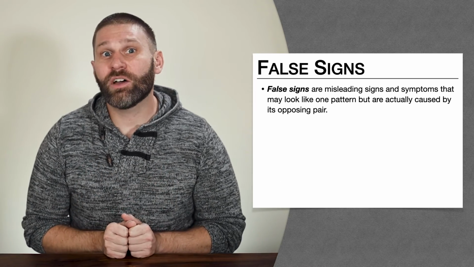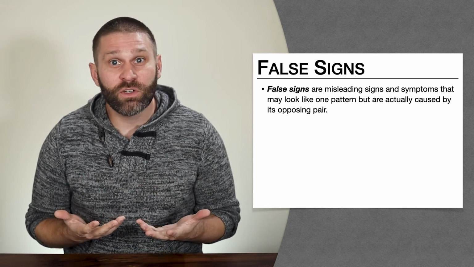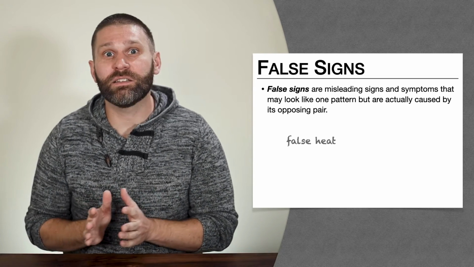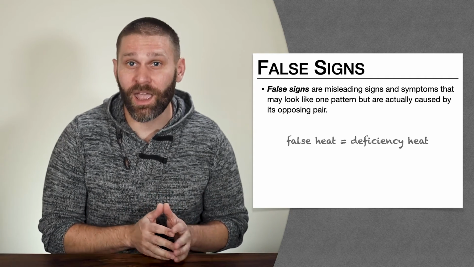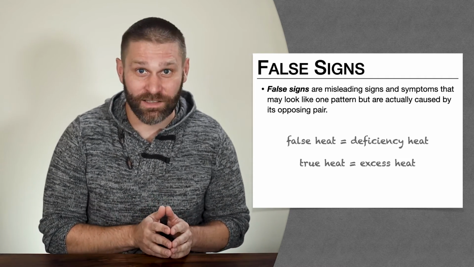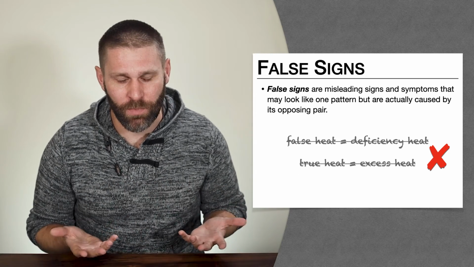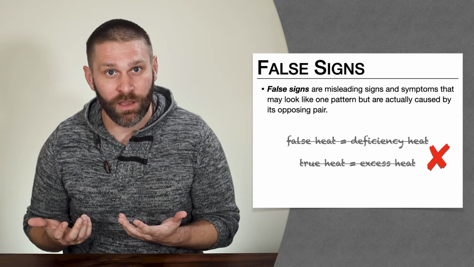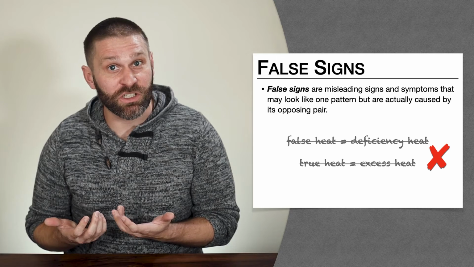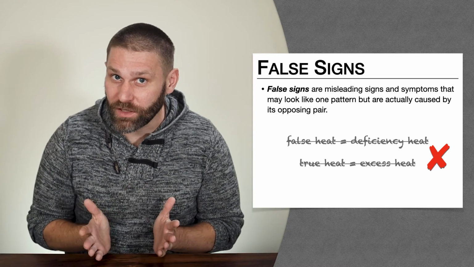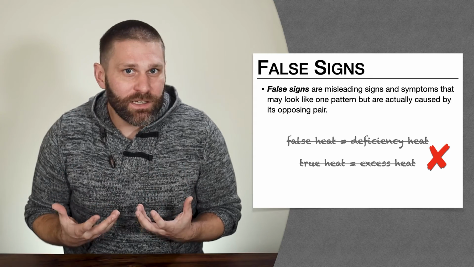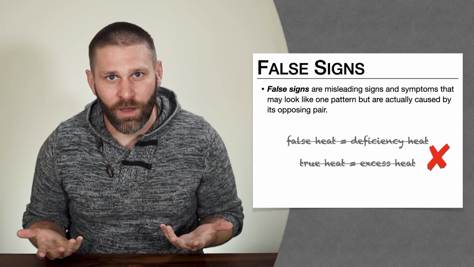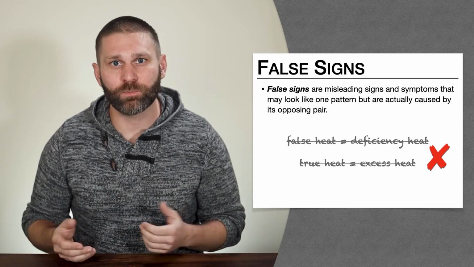And I also like to point this out just for the sake of terminology. I've seen a lot of students and even some teachers misuse this. It's like they think that false heat is a synonym for deficiency heat, and true heat is a synonym for excess heat. And that's just not right. Like we said, deficiency heat, vacuity heat, and empty heat are all the same thing. They're just different translations of 虚实. But false heat is something totally different. And again, these are misleading signs of heat in a patient where the true condition is a cold pattern. And the same thing about false cold. So don't get those mixed up.